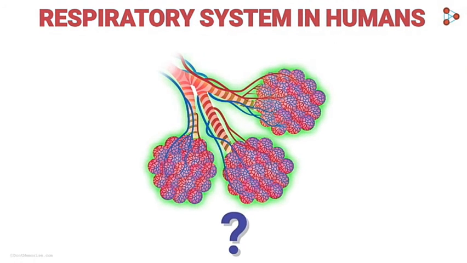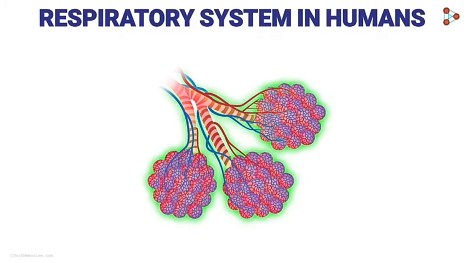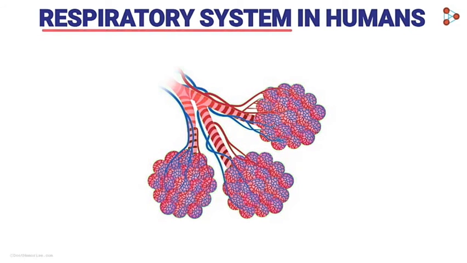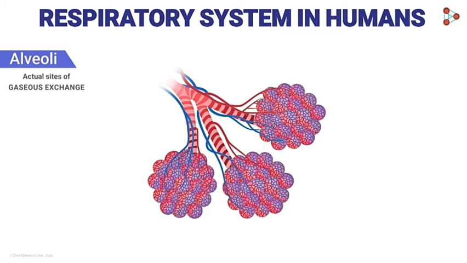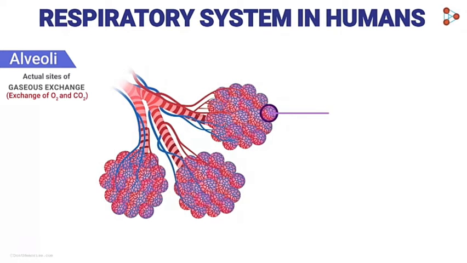Any idea what these structures that appear like a cluster of grapes are? Well, these sacs form the basic units of the respiratory system. They are the actual sites of the gaseous exchange. That is, the exchange of oxygen and carbon dioxide between the lungs and the blood occurs in the alveoli. One single ball like this one is called an alveolus.